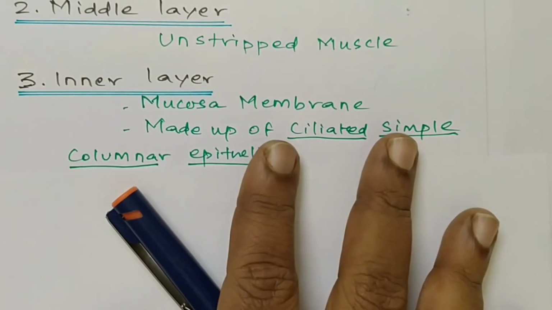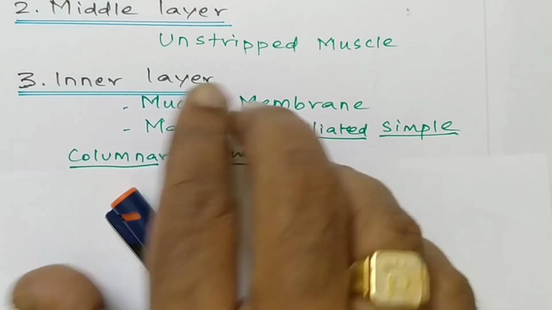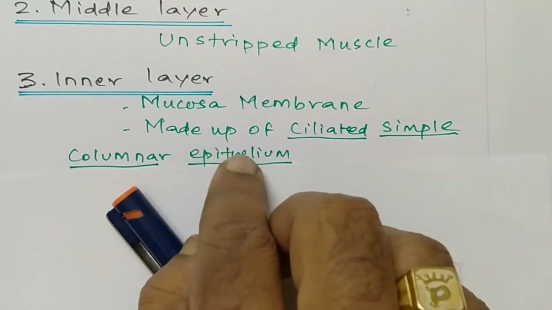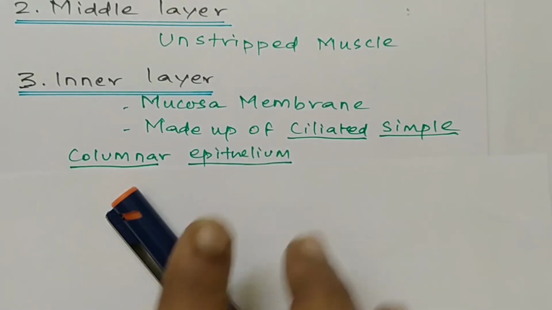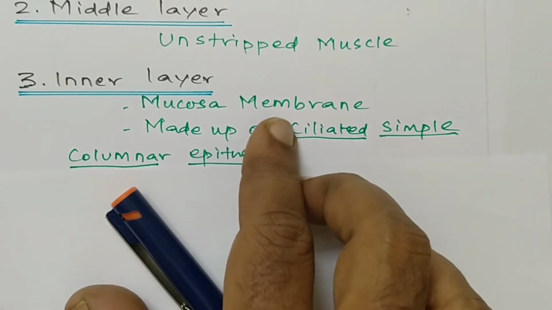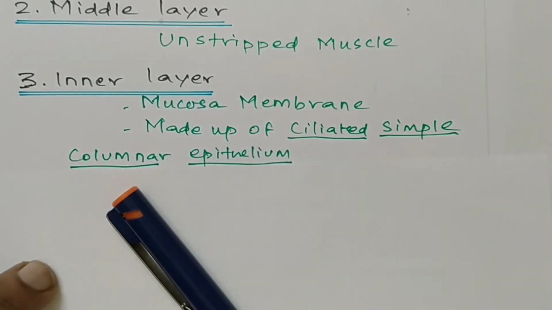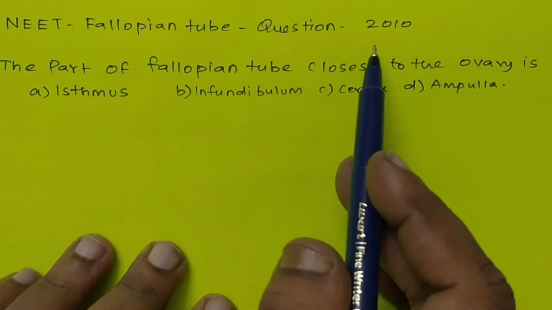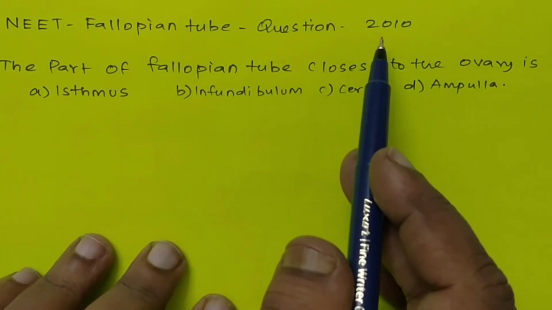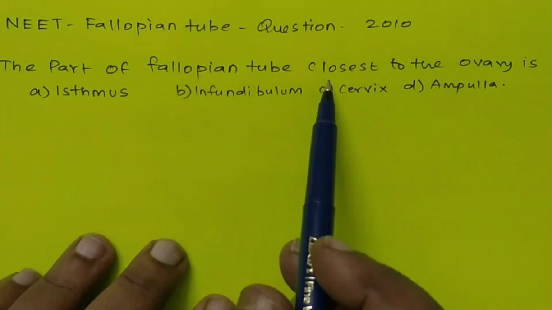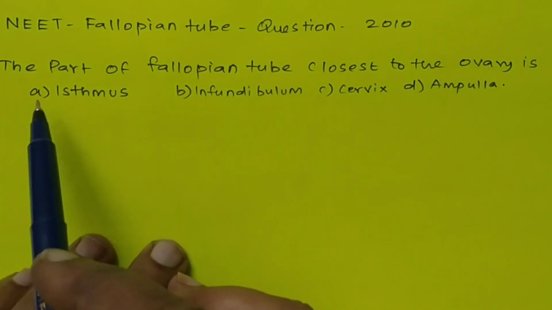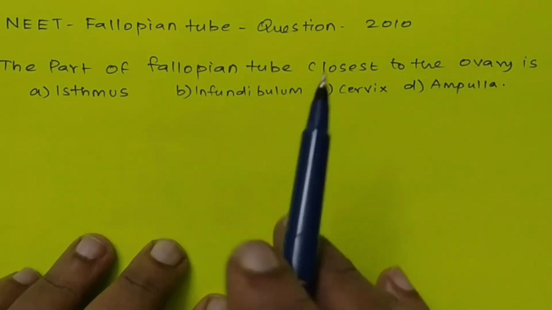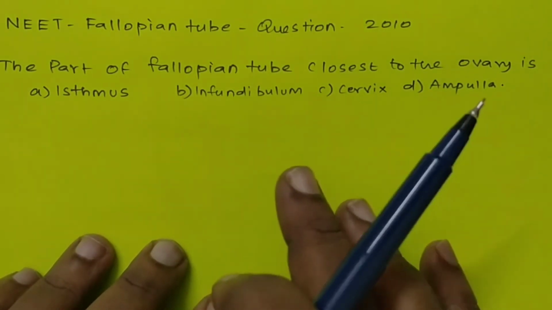And students, in this video, I have described maximum all the points related to the fallopian tube, and I assure you that after seeing this video, you can attend any type of question asked in the NEET exam related to the fallopian tube. For example, I will show one NEET question, asked in the NEET preliminary exam 2010. The part of the fallopian tube closest to the ovary is: option A, isthmus; option B, infundibulum; option C, cervix; option D, ampulla. I hope with the help of this video you might have found the answer.